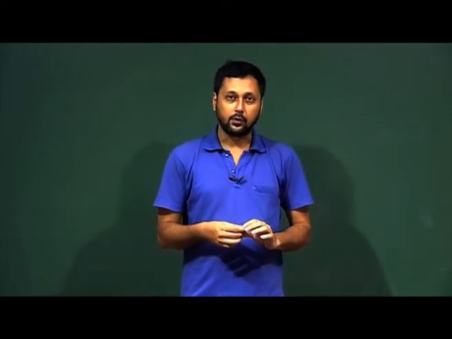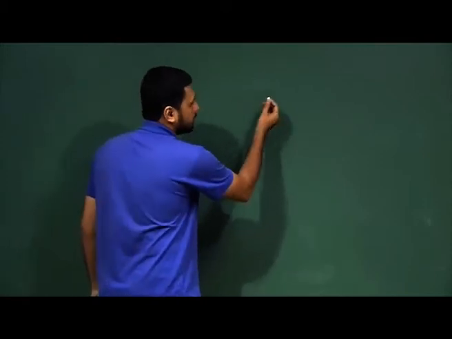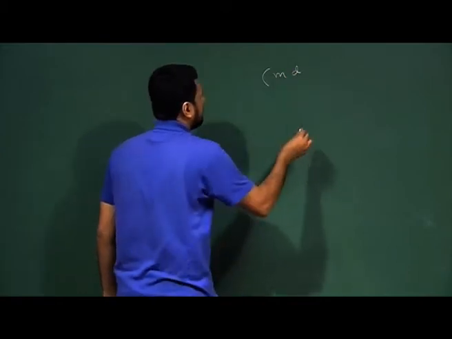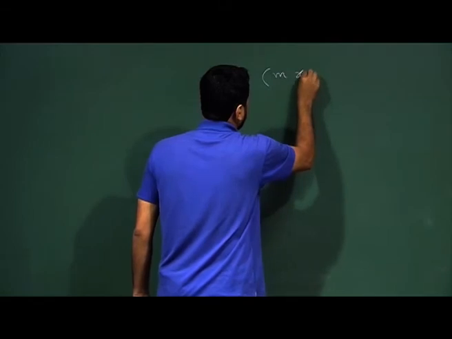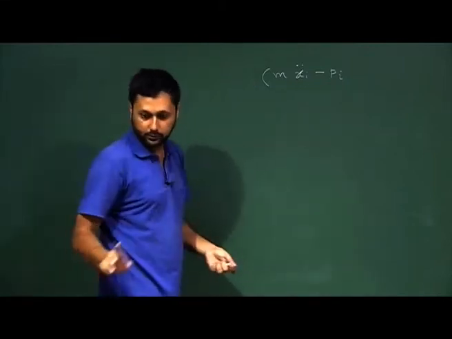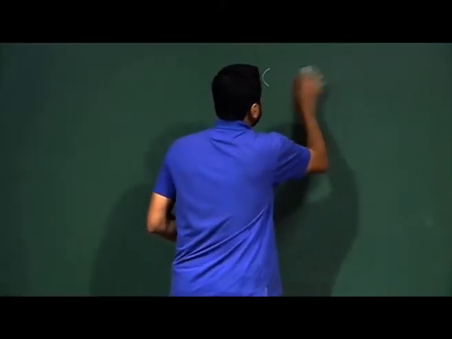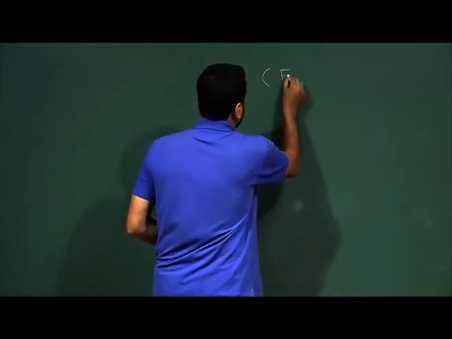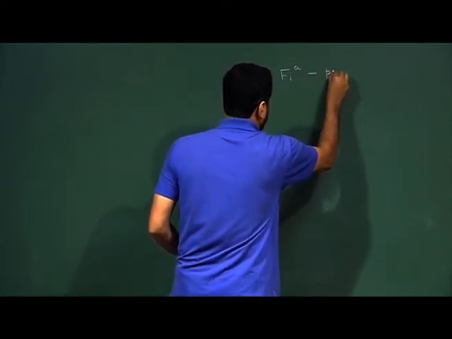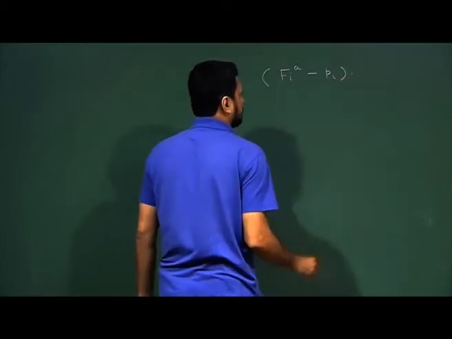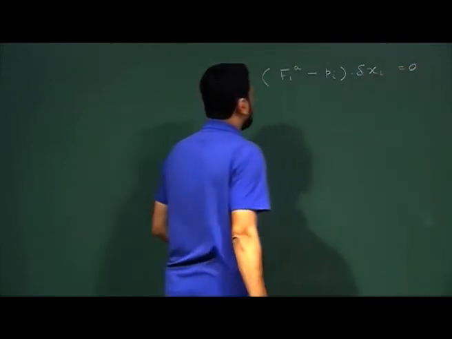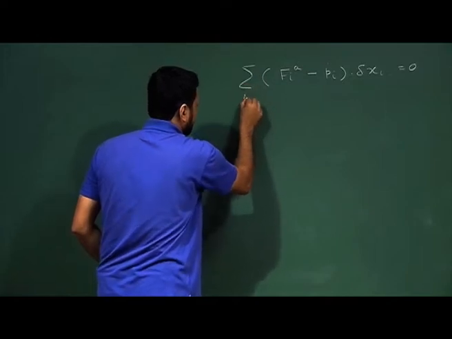And so, what we will do is try to express D'Alembert's principle, which is given as m x_i double dot, which is given by F_i applied minus p_i dot, into delta x_i equal to 0, and of course, there is a summation over i.